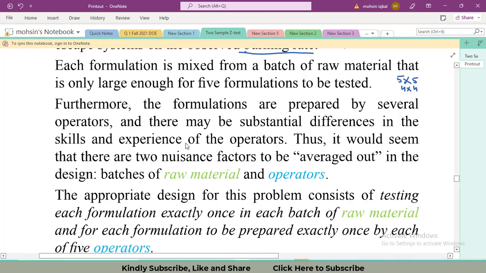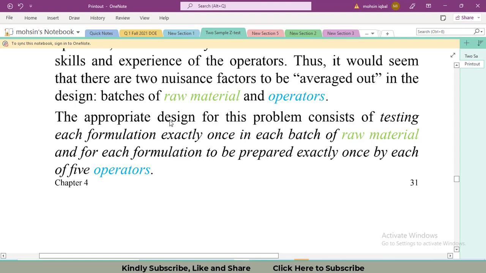Furthermore, the formulations are prepared by several operators, so there may be substantial differences in their skills and experience. Thus, it would seem that there are 2 nuisance factors to be averaged out in the design, and those nuisance factors are batches of raw material and operators, and I will take 5 levels of each of the nuisance factors. The appropriate design for this problem consists of testing each formulation exactly once in each batch of raw material, and for each formulation to be prepared exactly once by each of the 5 operators.